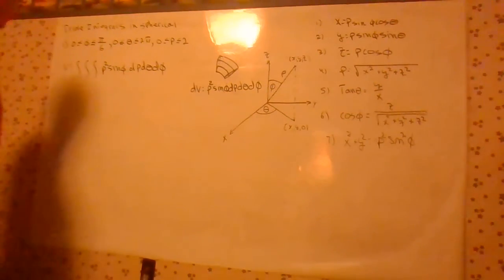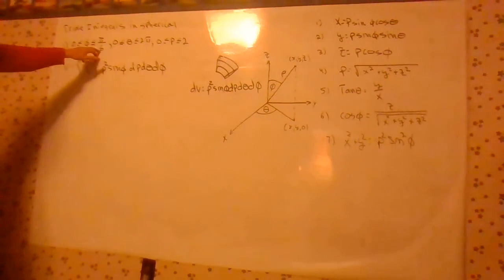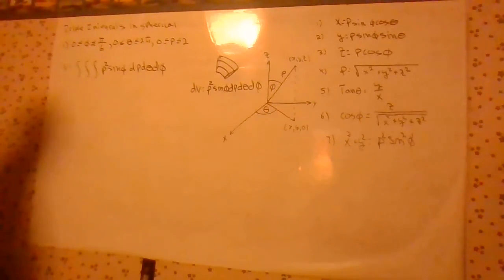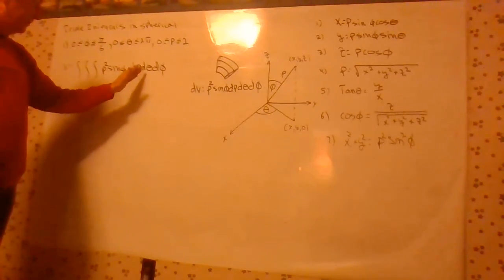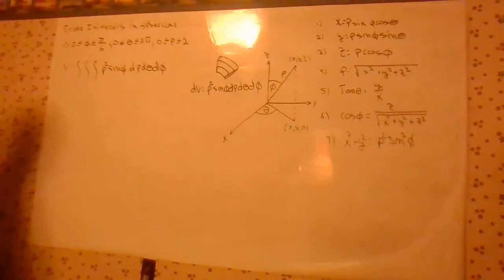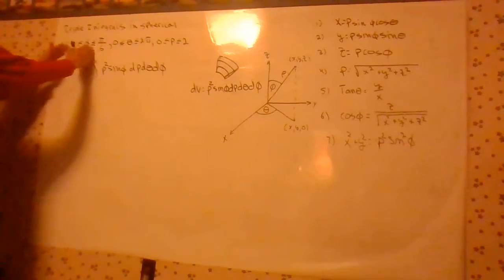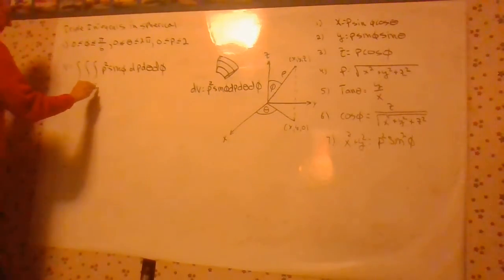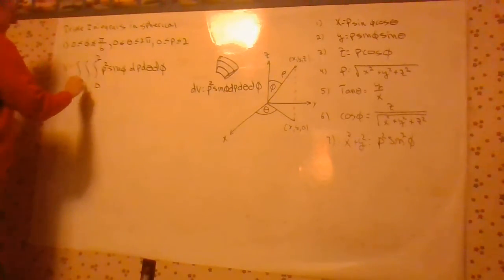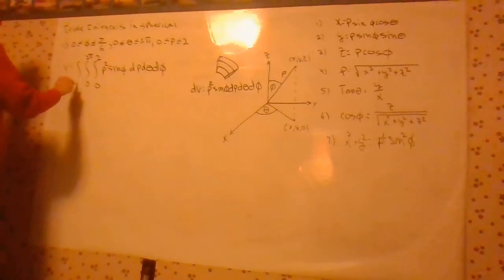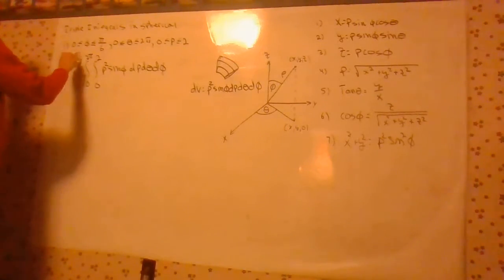So here's a simple example. Phi goes from 0 to pi over 6, theta goes from 0 to 2 pi, rho goes from 0 to 2. We want to set up the volume, so it's going to be rho squared sine phi d rho d theta d phi. That's like starting out with dz dy dx. And these translate directly to the limits. Rho on the inside, 0 to 2, theta 0 to 2 pi, and phi from 0 to pi over 6.